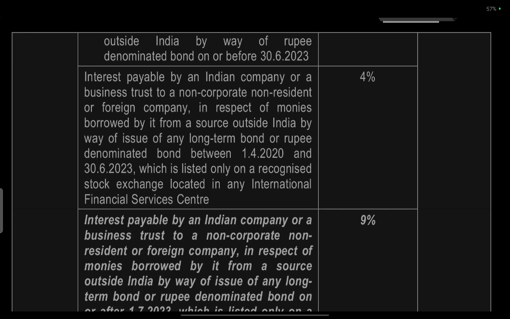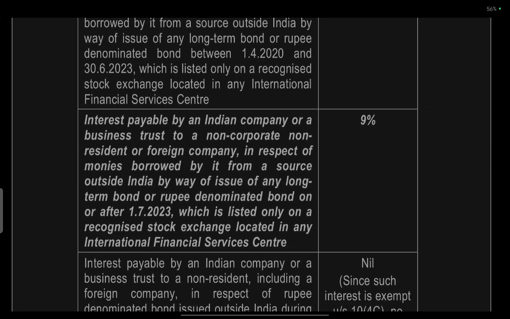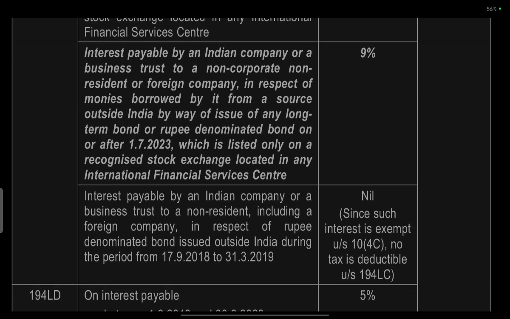Interest payable by an Indian company or a business trust to a non-corporate, non-resident or foreign company in respect of money borrowed from a source outside India by way of issue of any long-term bonds or rupee denominated bonds between 1st April 2020 and 30th June 2023, which is listed on a recognised stock exchange located in an International Financial Services Centre, 4%. Interest payable on money borrowed by way of long-term bonds or rupee denominated bonds on or after 1st July 2023, listed on a recognised stock exchange located in an International Financial Services Centre, 9%.